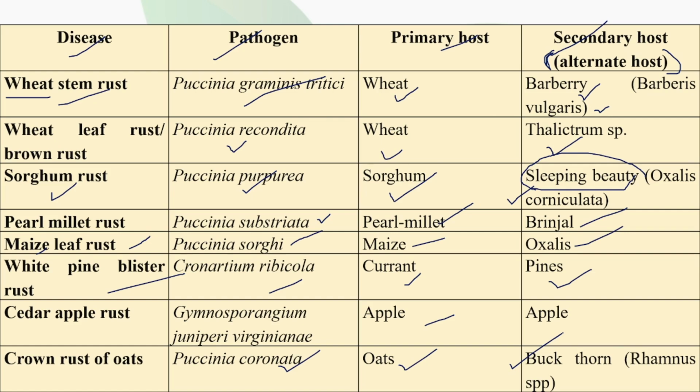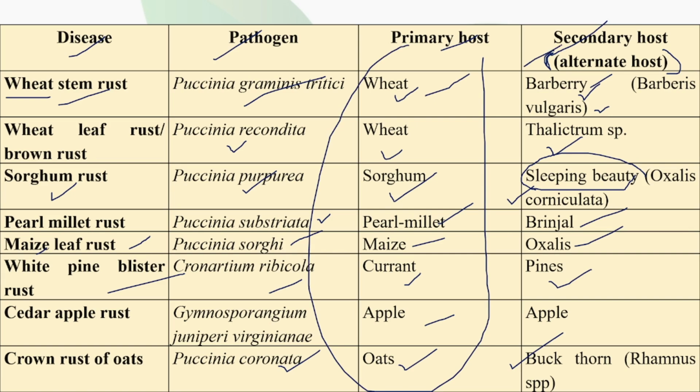What is an alternate host? It is a host belonging to a different family, which is actually different from the primary host. You can see wheat belongs to Poaceae, but barberry belongs to Berberidaceae. Like that, all primary hosts and secondary hosts are from different families. That's why it's called an alternate host. Alternative, if not this, that one, like that.